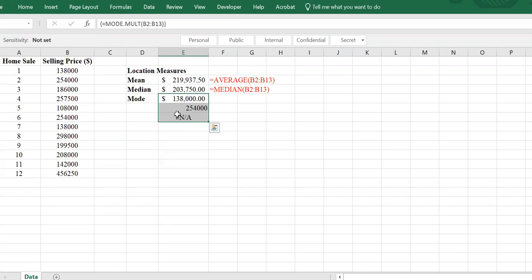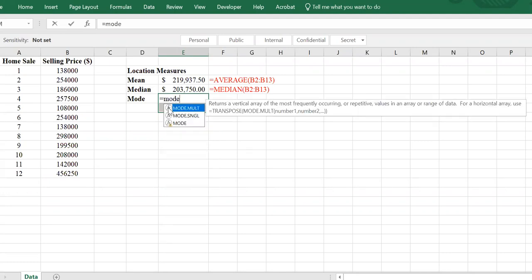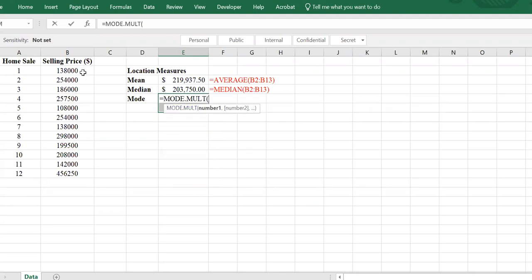So what I can do is go back again and start again, Control Z, for example. I know that there are only 2 modes, so this time I select 2 cells, start typing MODE.MULT, data set, Control Shift Enter, and it gives me both modes.